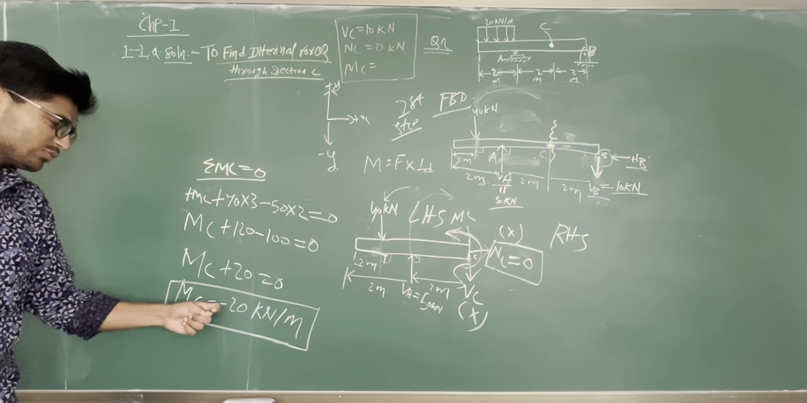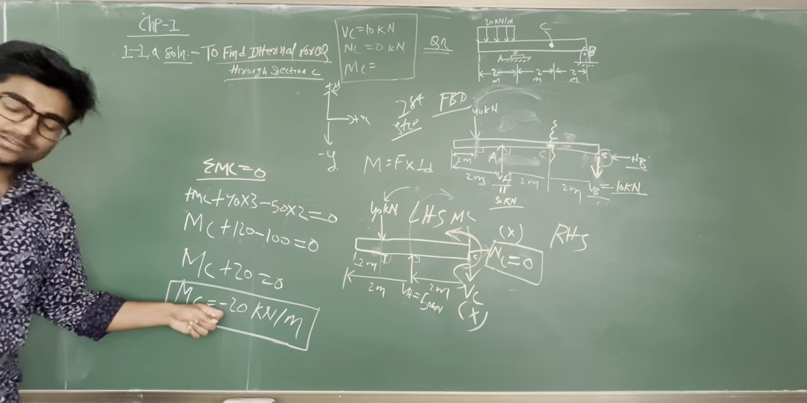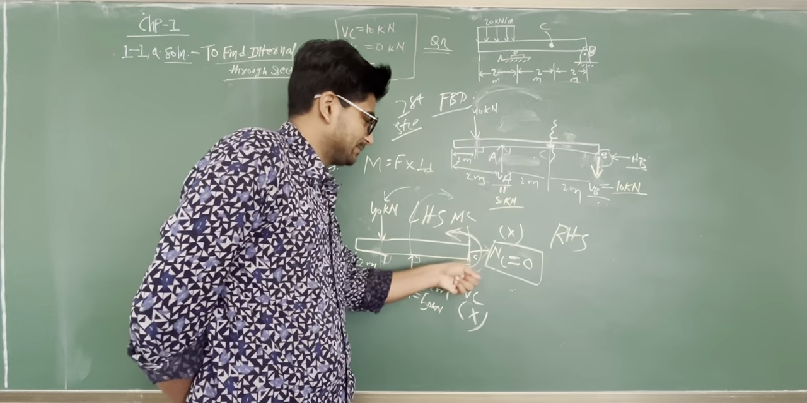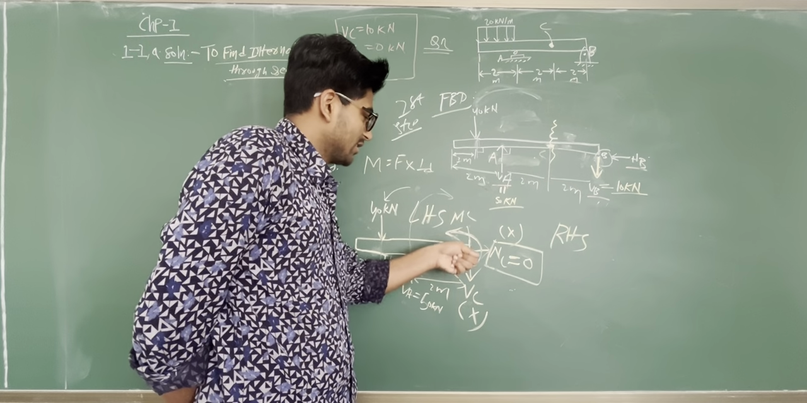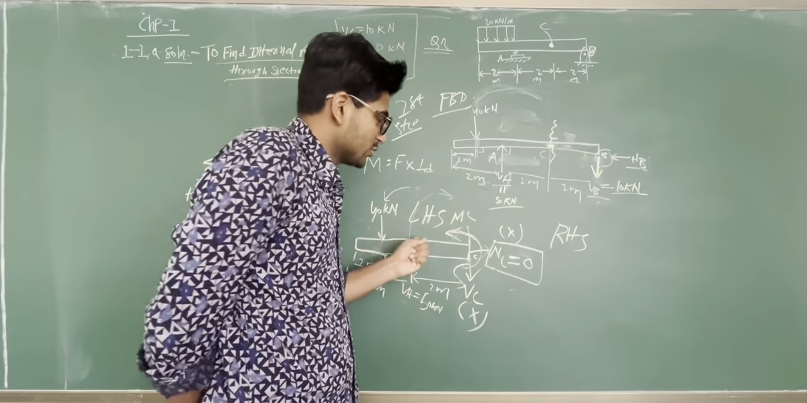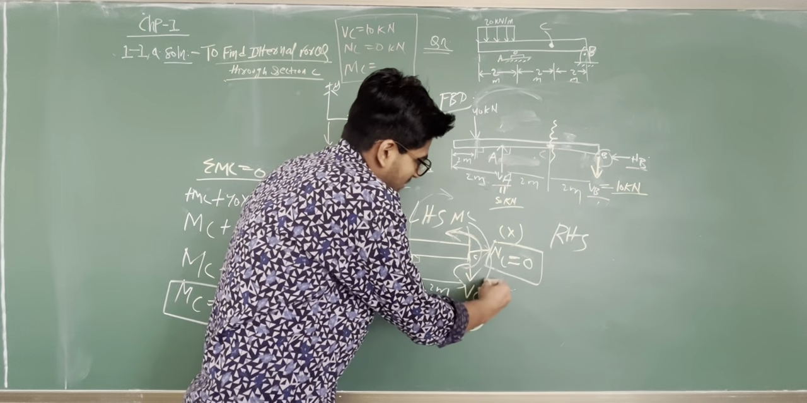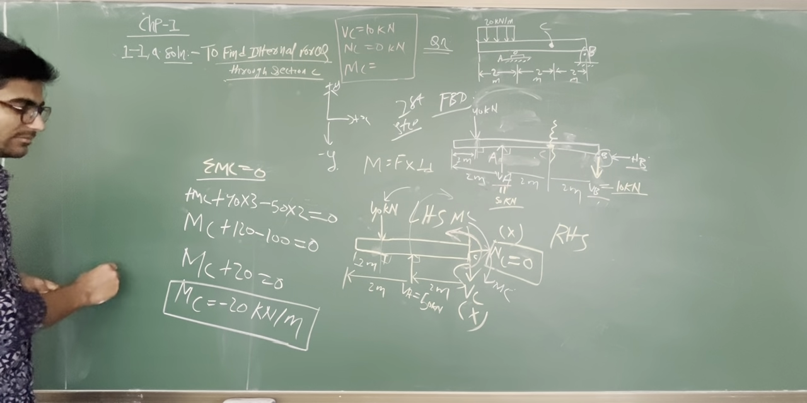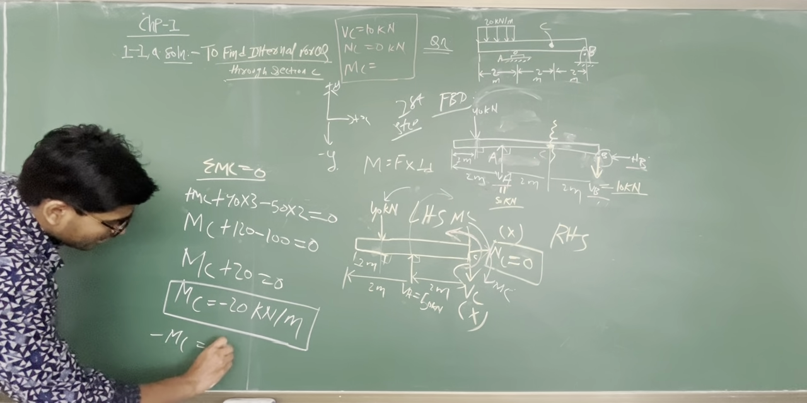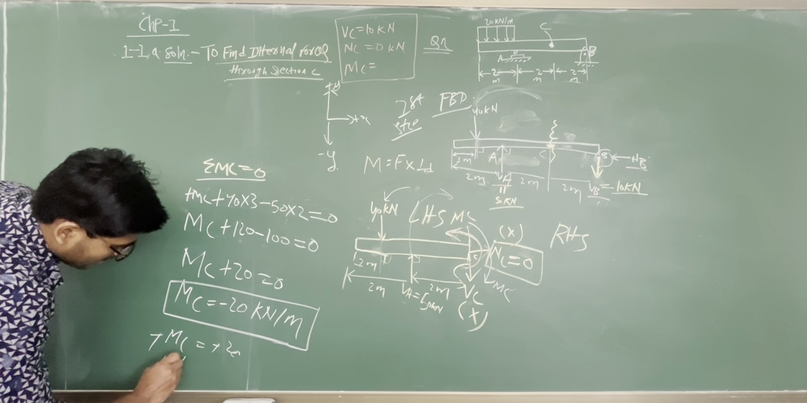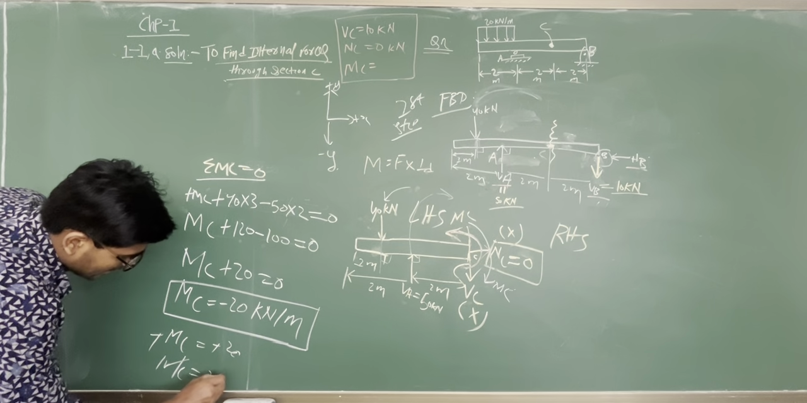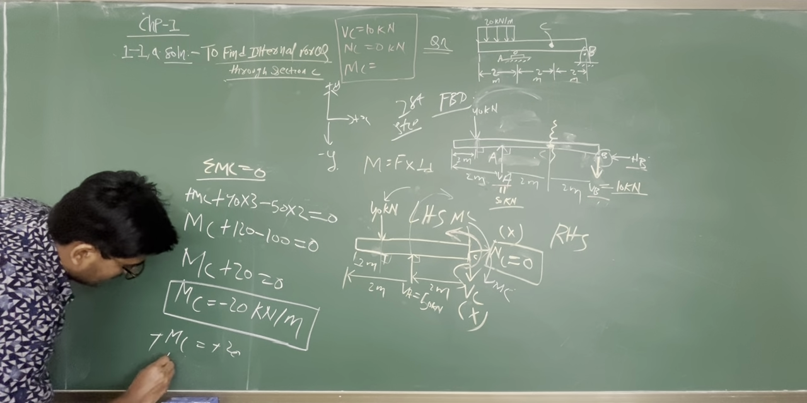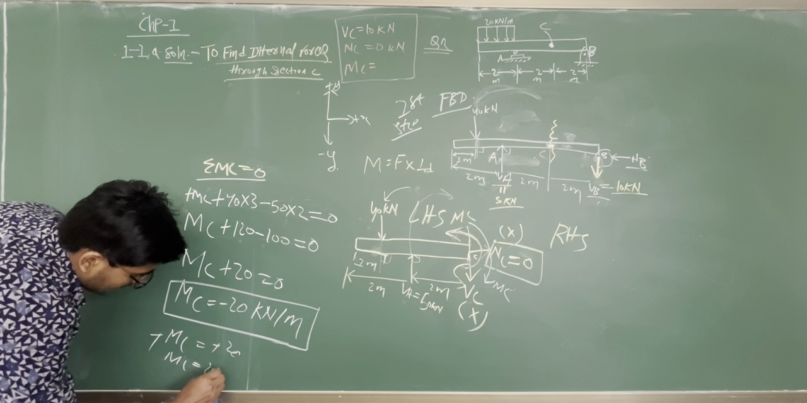For the direction, since we got a minus over here, what does minus mean? Minus means clockwise. So the anti-clockwise direction we took over here is actually not valid. We can take the direction like this, MC. So here it will be minus MC equals minus 20, so MC equals 20 kilonewton per meter.